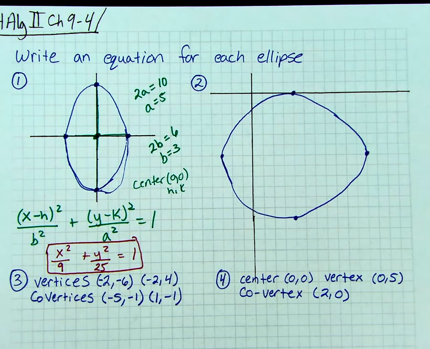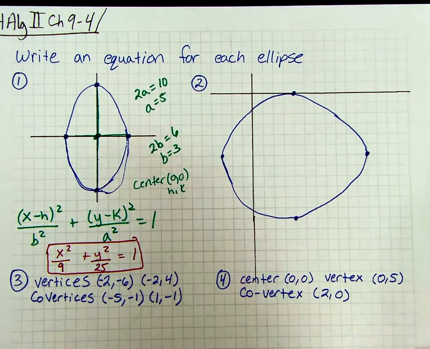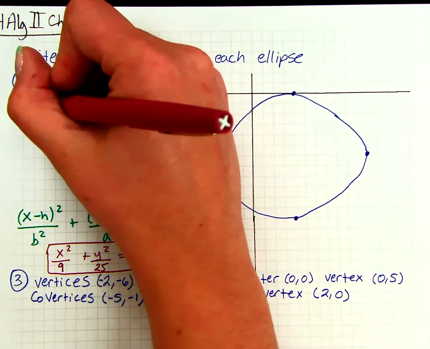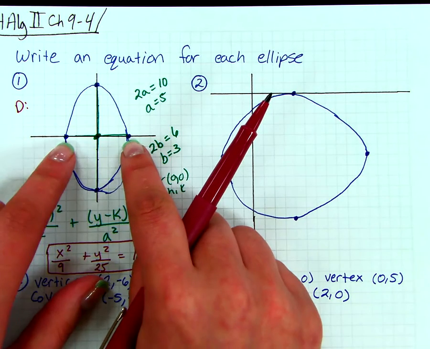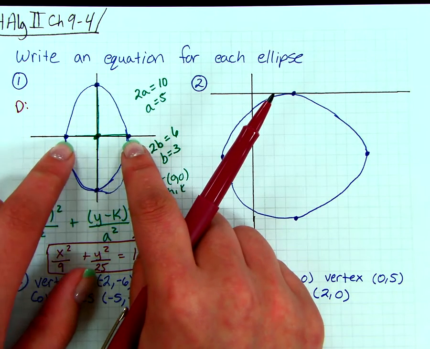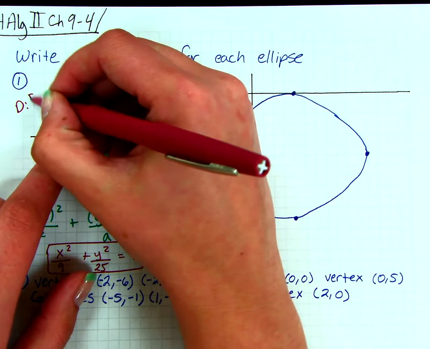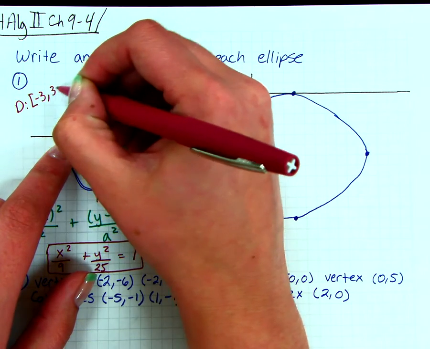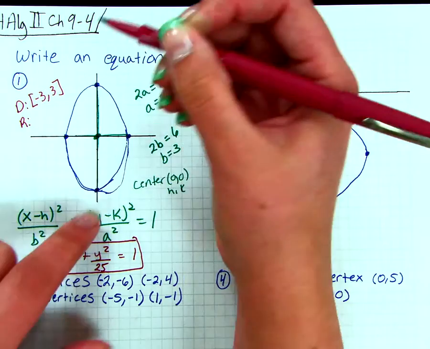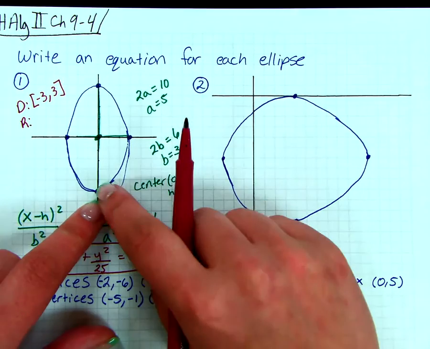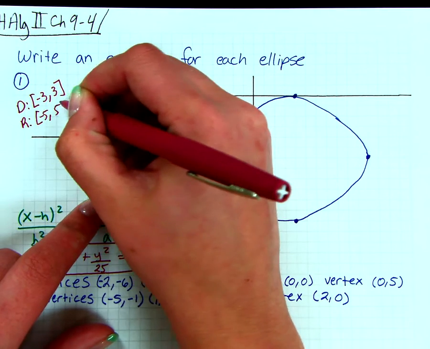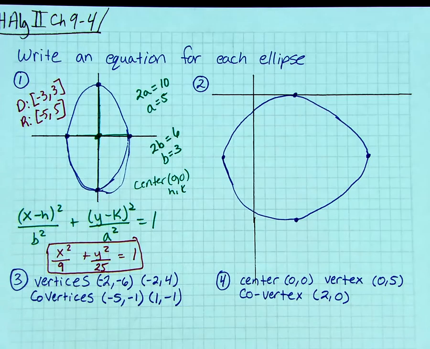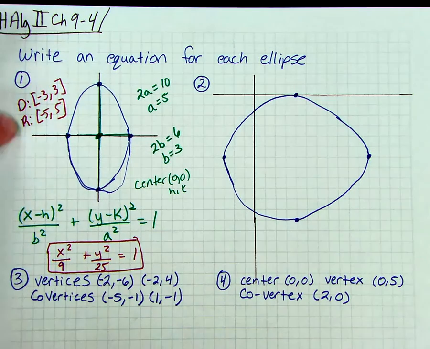Just for practice, since we have a picture to look at, let's do domain and range. If we start with the domain, remember domain is this way, between these 2 points. So it's going to be from -3 to +3. And then our range is vertical, so it's going to be from -5 up to +5. Our question didn't ask for this, but that's how we would figure out domain and range.